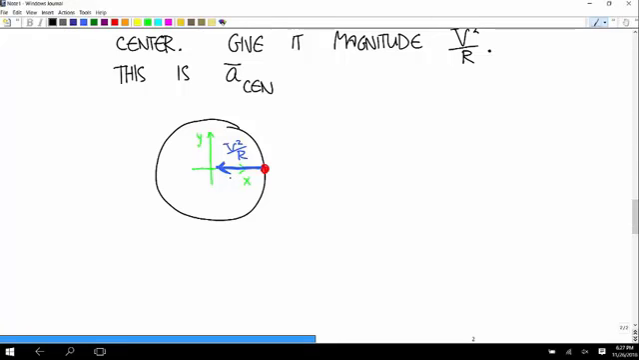And notice that the way I have this drawn here, in this example, we can write this as vector components. So the centripetal acceleration vector, that arrow's pointing in the negative x direction. You see that? And it has a magnitude of v squared over r. So we can write this as negative v squared over r for our x component, and then 0 for our y component.